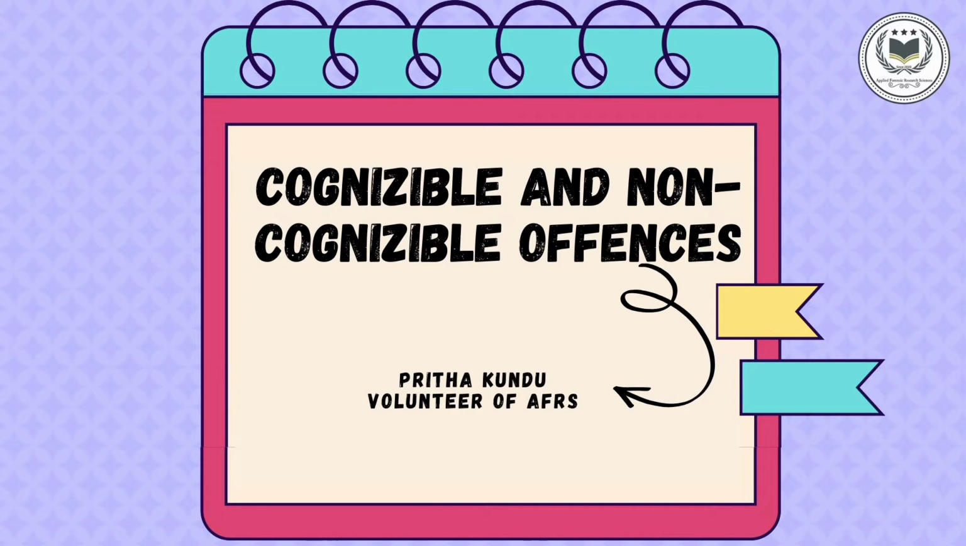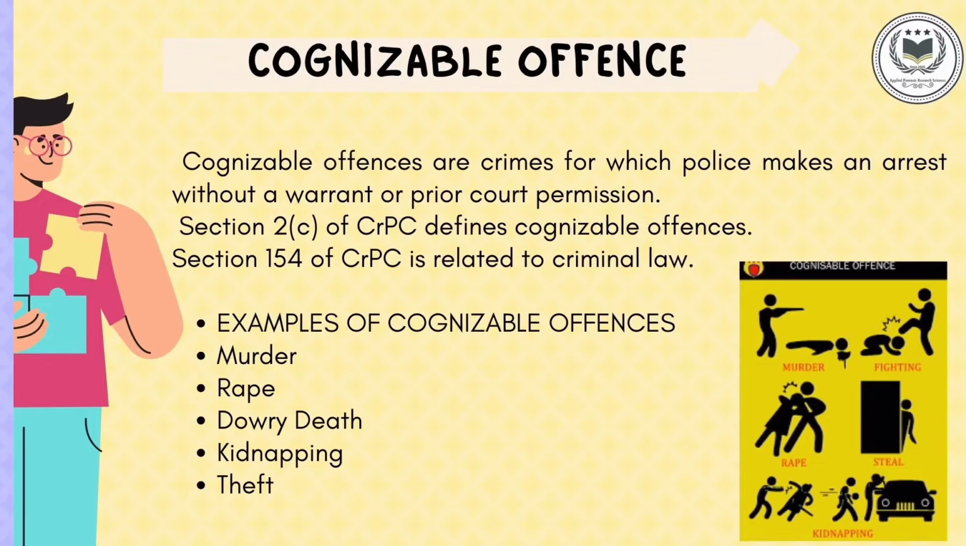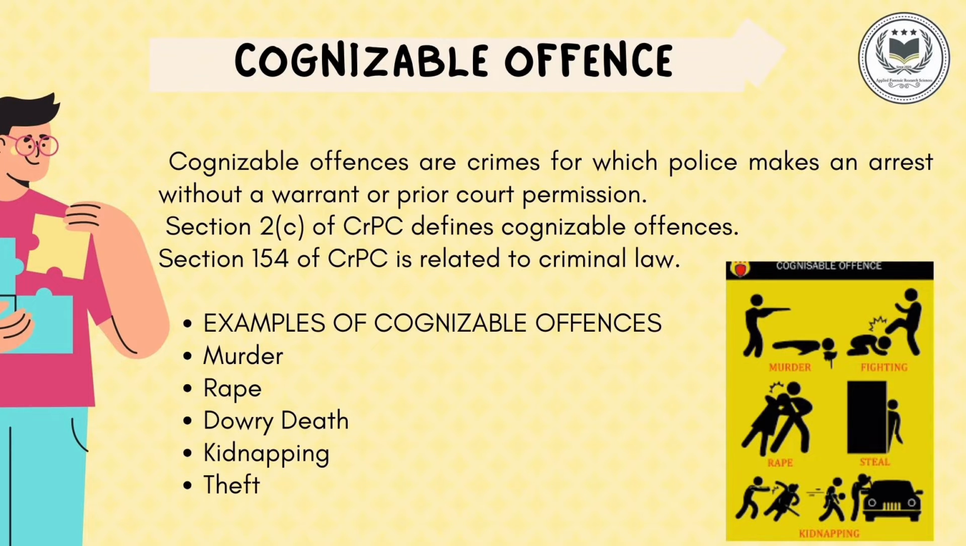Today we are going to discuss cognizable and non-cognizable offenses in forensic science. This presentation contains what is a cognizable offense, procedure followed in case of cognizable offense, cases based on cognizable offenses, what are non-cognizable offenses, general procedure followed in case of non-cognizable offenses, some cases based on non-cognizable offenses, and some differences between the non-cognizable and cognizable offenses.